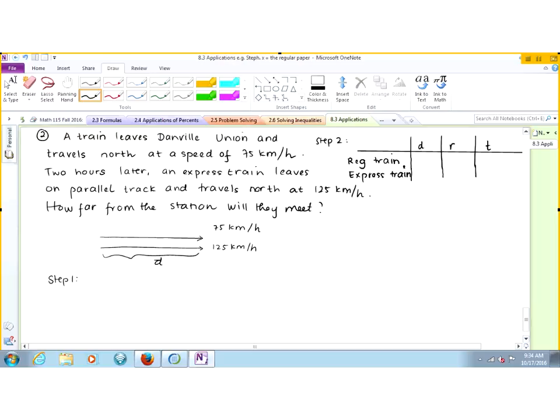All right. Do we know the distance? No, that's what we're asking for, right? Do we know the rate for each? Yes. For regular, it is 75 kilometers per hour. How about for express? Yes, 125. Okay. Now, what about the duration? What about the time? Do we know the first one? No, but we will call it T. Yes. All right.